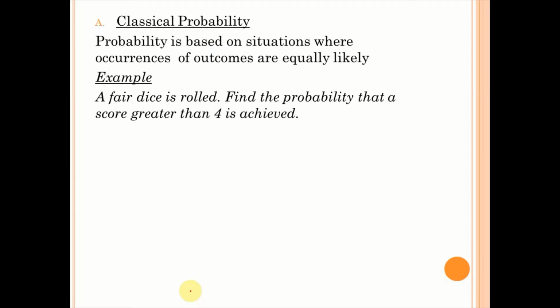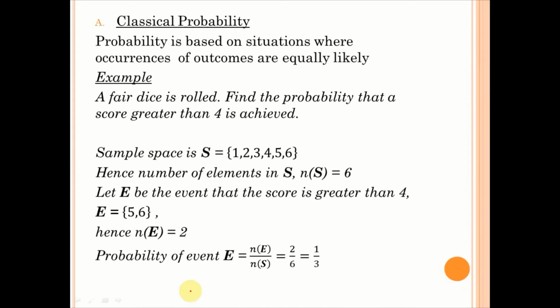For example, a fair dice is rolled. Find the probability that a score greater than 4 is achieved. Our sample space when a fair dice is rolled is 1, 2, 3, 4, 5, 6, because these are the results. The number of elements in the sample space is 6. Let E be the event that the score is greater than 4. Greater than 4 means 5 and 6. So we define this event as when we get 5 and 6, and the number of elements in this event is 2.